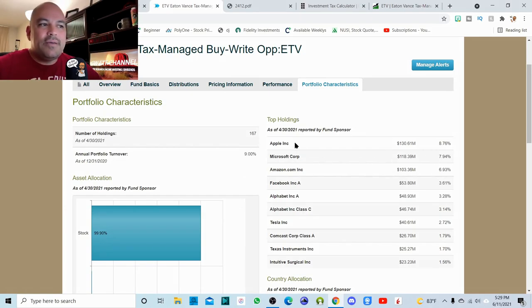So we'll look at the top 10, Apple with 8.76% of the fund. Big holdings in Apple and Microsoft and Amazon, Facebook, Alphabet, pretty much the S&P. Tesla, Comcast, Texas Instruments, Intuitive Surgical, making up a big chunk of this fund.